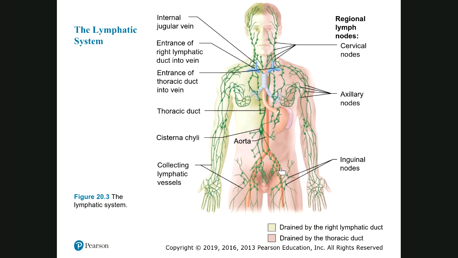Each terminal duct empties its lymph into the venous circulation at the junction of your internal jugular vein and subclavian veins on its own side of the body.